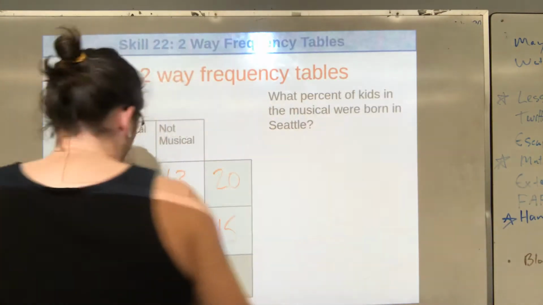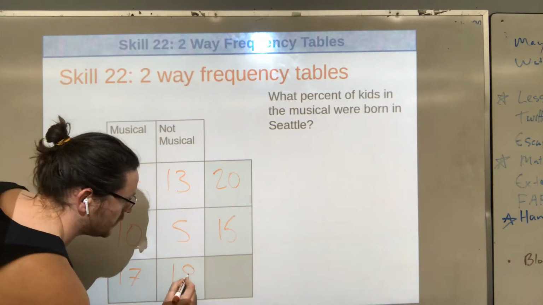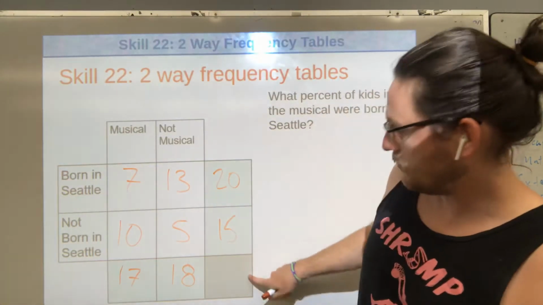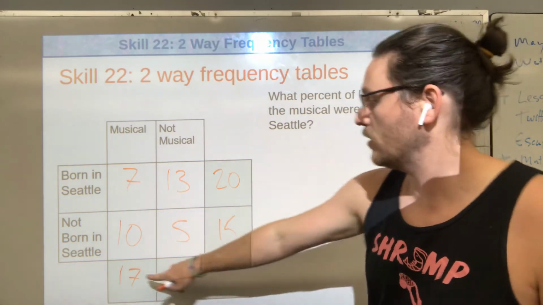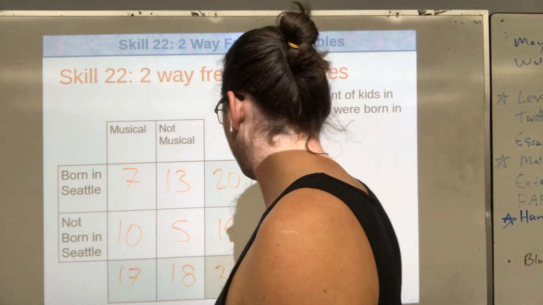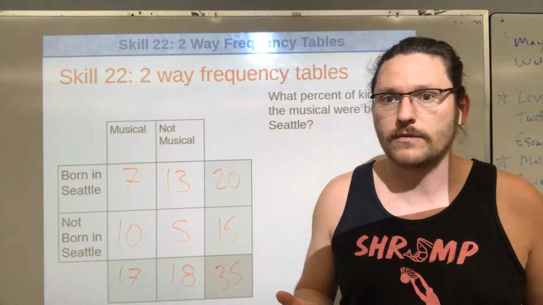Okay, same thing the other way, 17 kids in the musical and 18 kids who are not in the musical. And if we do a little bit of math, this bottom square here, that's just everybody. So you can do it this way, or you can do it this way. We have a total of 35 kids in this completely made up sample in front of us here.